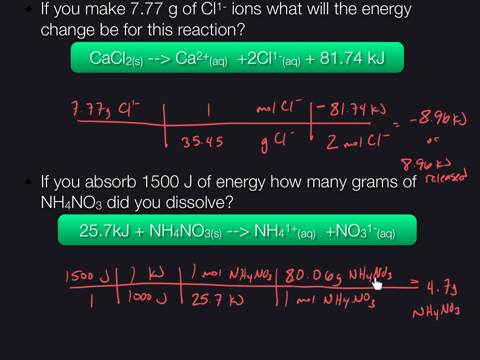That's N plus 4 H's plus 3 O's. And once I set all this up and do the math, you should get an answer of 4.7 grams. That's rounded to two significant figures because the original number, 1500 joules, is only 2 sig figs.